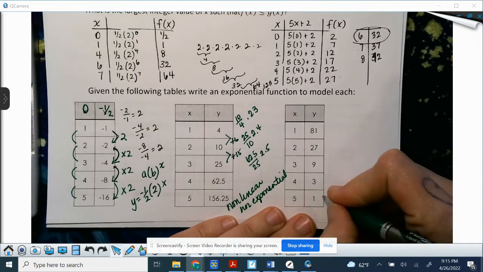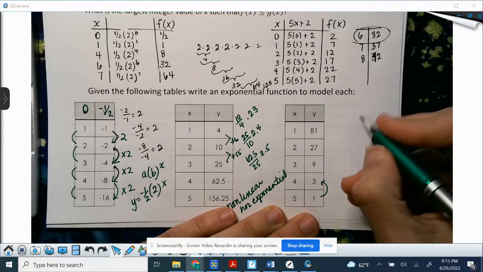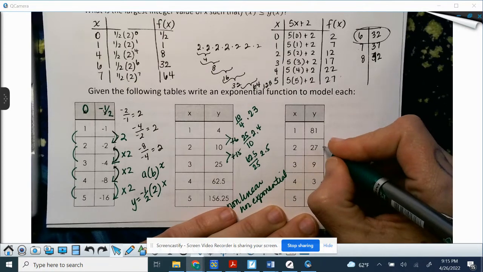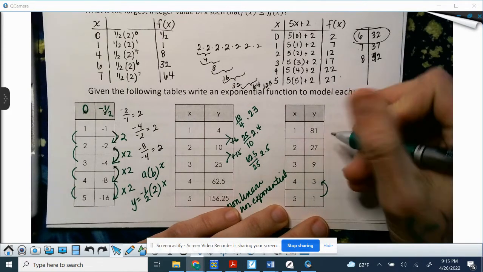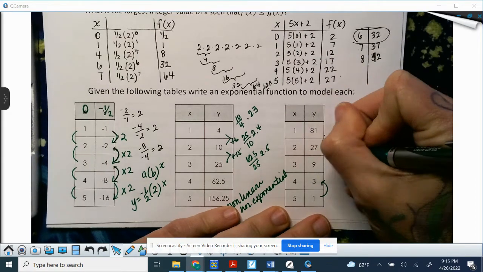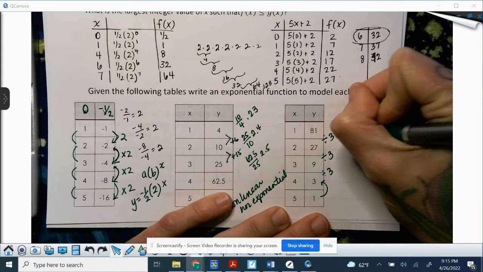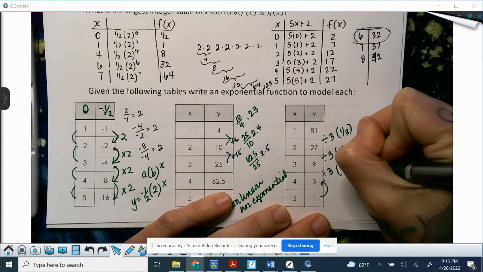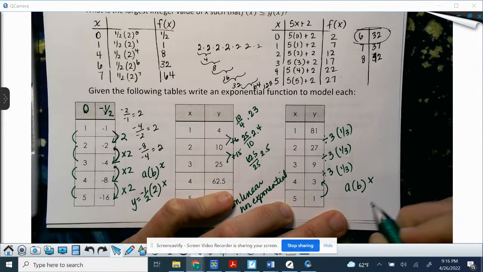So how did I get from 1 to 3? You could either divide or multiply: 1 divided by 3, 3 divided by 9, 9 divided by 27, 27 divided by 81. Or if you can see it coming down, you can see that this is divided by 3, divided by 3, divided by 3. Dividing by 3 is the same thing as multiplying by 1/3. So multiplying by 1/3. So that means we know in our a times b to the x, our b value is going to be 1/3.